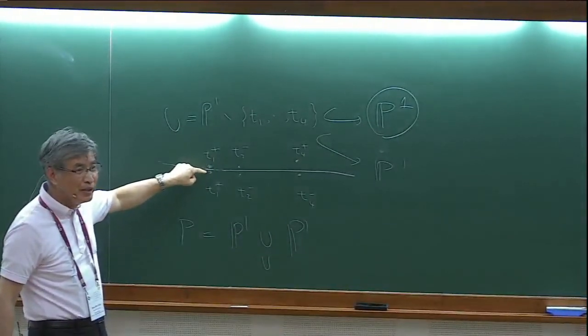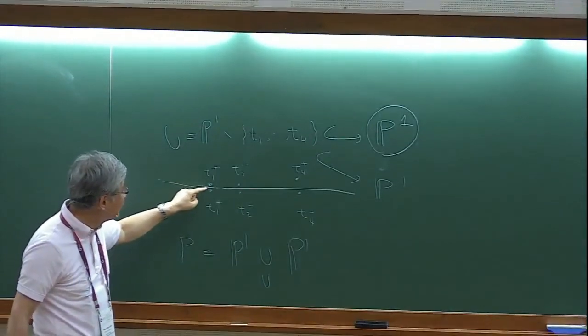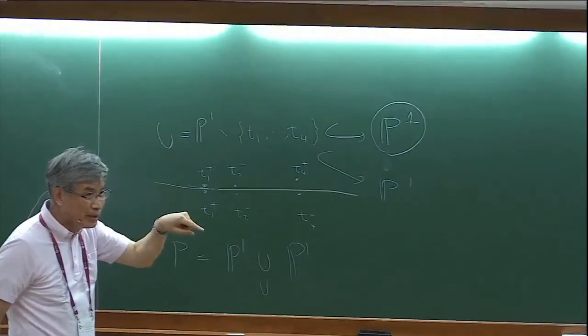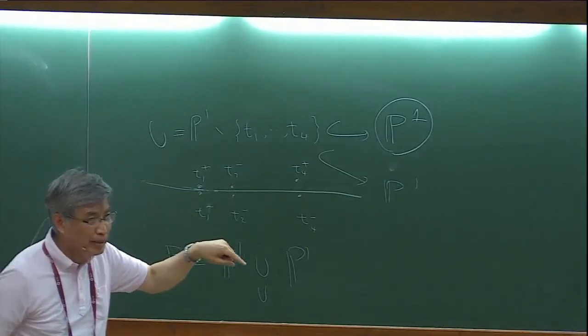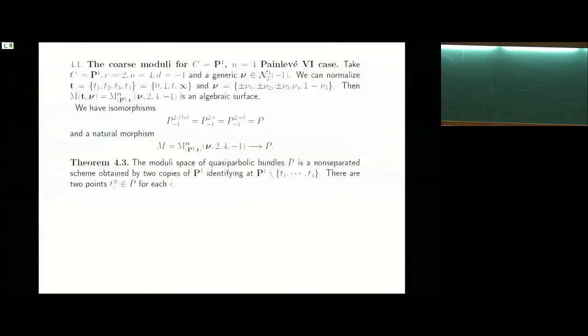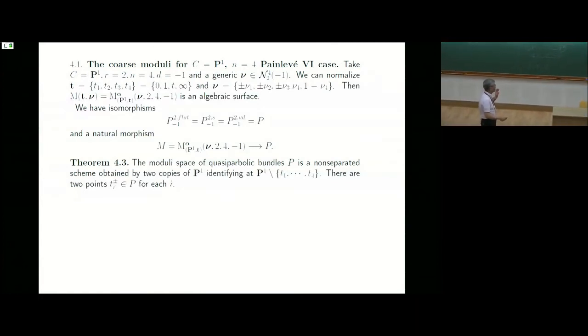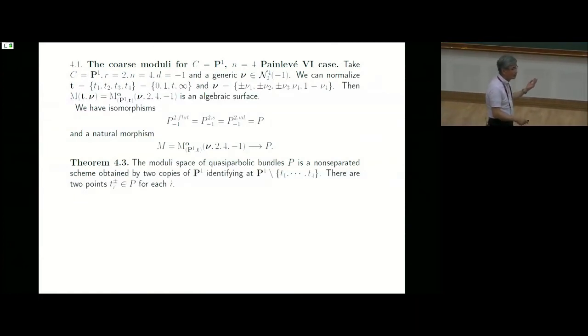That means non-separatedness. Separatedness means that you have just one limit in algebraic geometry. But in this case, the coarse moduli space of the parabolic bundles, P, is non-separated. And also, I should remind you that if you allow alpha stability, the coarse moduli space of alpha-stable parabolic bundles is separated and smooth.